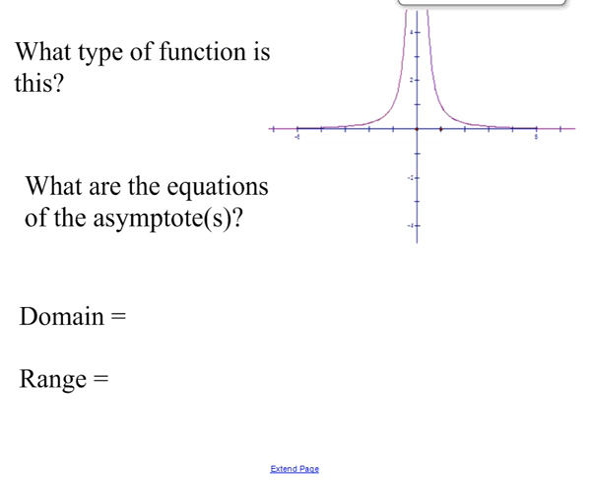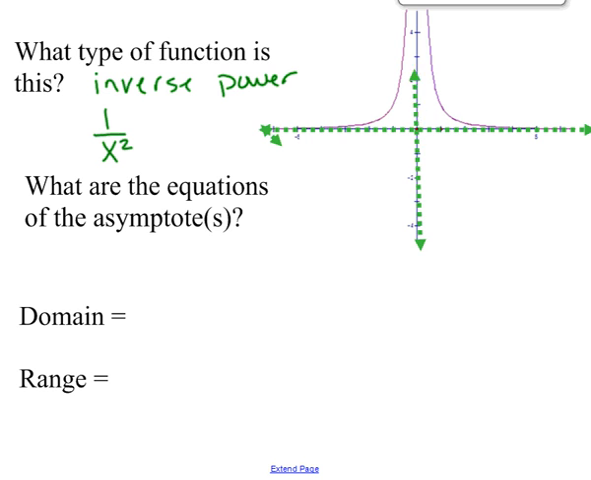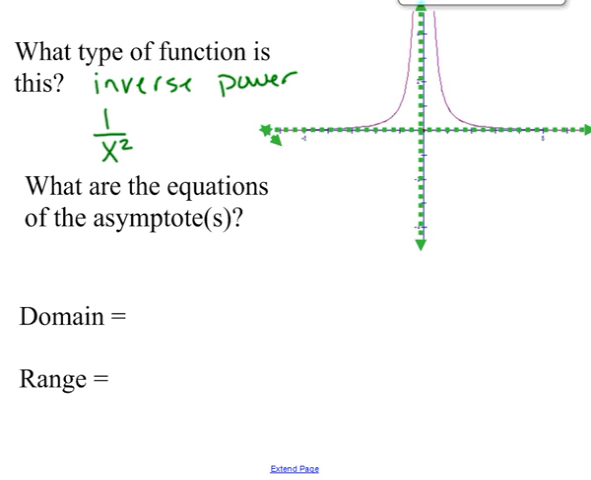All right, and this is our next parent function we want to take a look at, which is called the inverse power function. And this one is, in particular, 1 over x squared. Okay, I call this my volcano graph. Kind of looks like a volcano erupting. And it, too, has asymptotes, the same ones that the last guy had. So the y-axis here and the x-axis. So our equations of our lines are x equals 0 and y equals 0.